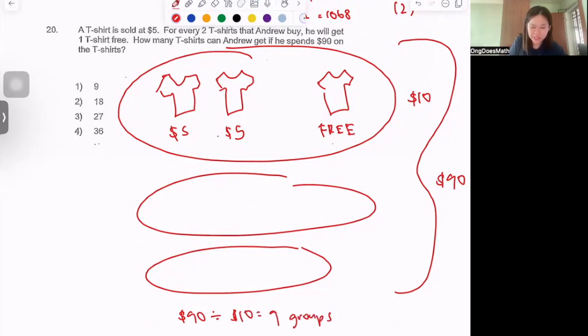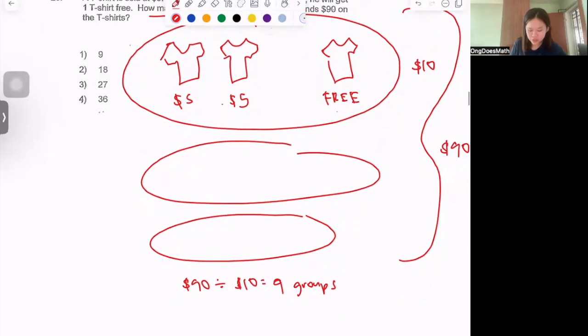And they ask for how many t-shirts can he get. So if one group has 3 t-shirts, and now you can get 9 groups, so it will just be 9 times 3 t-shirts, and there will be 27 t-shirts. And hence answer is option 3.